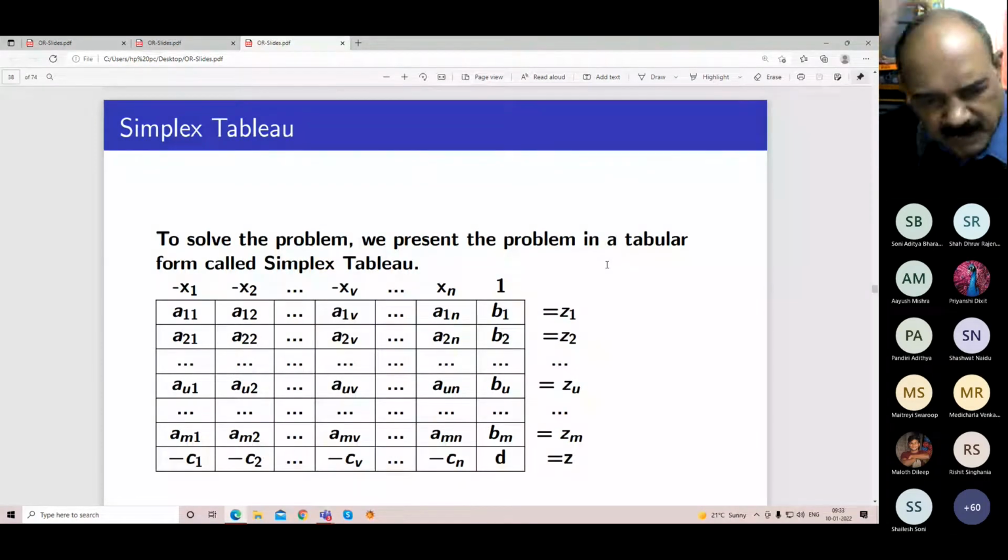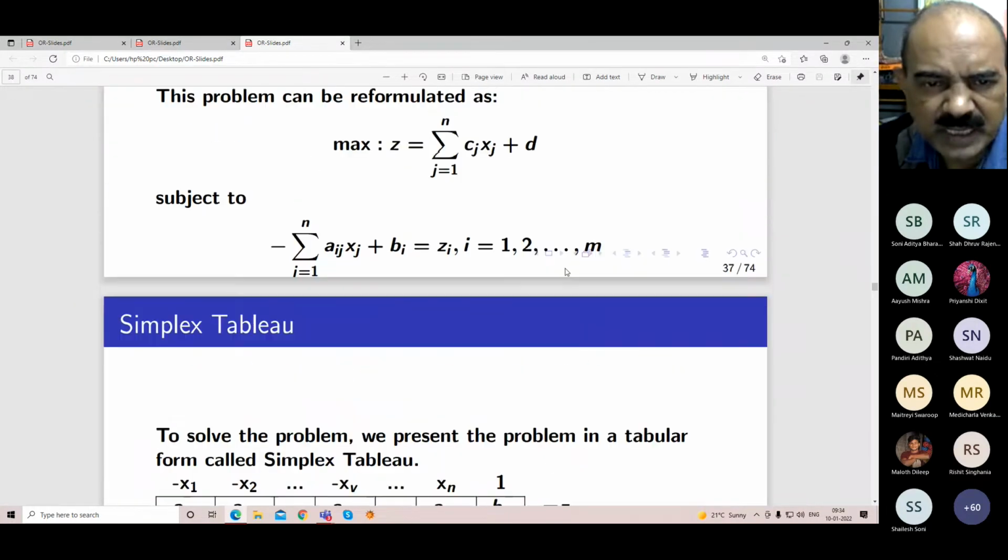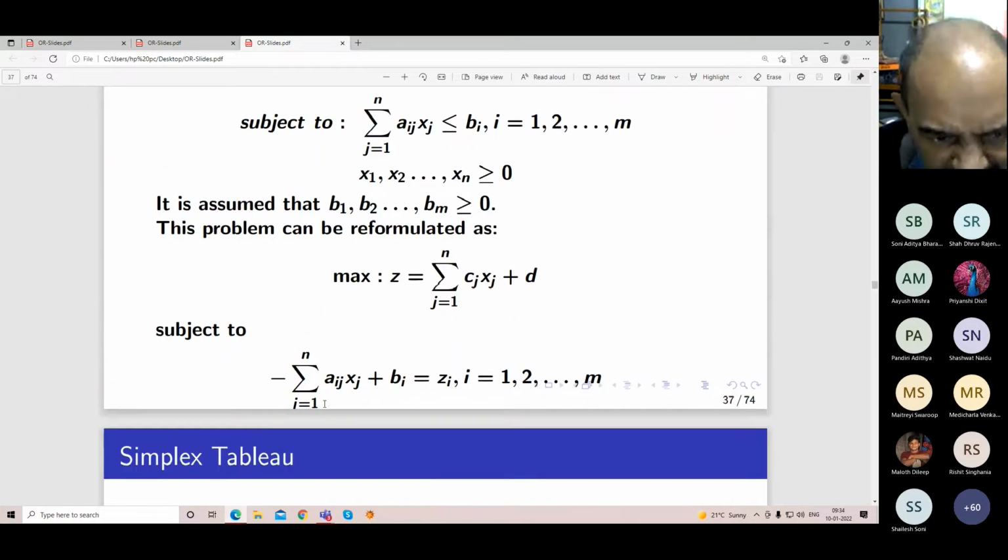So the simplex table, what we are formulating. So see, with respect to the first constraints, say these are the first row, second row, etc. So I will mention here. We are writing summation over j varies from 1 to n, aij xj plus bi equal to zi. There is a minus sign in the reference side.